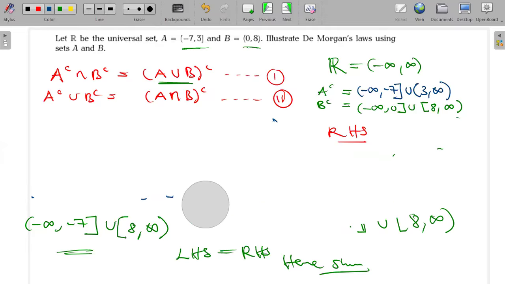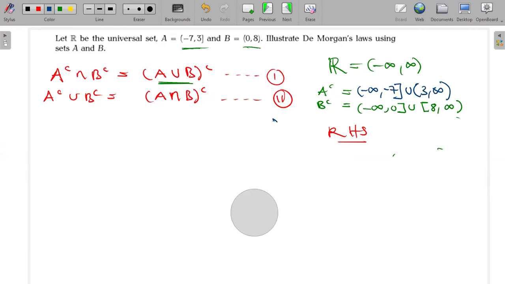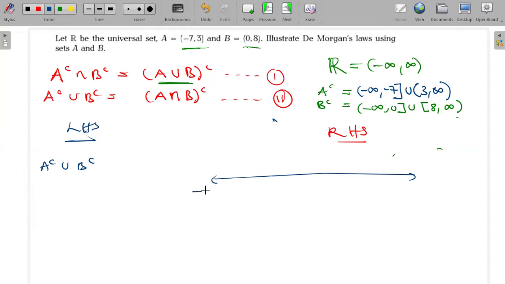Okay, so for the next one, they're telling you that A union B complement. This is the left hand side. So you say A complement union B complement. What is that going to be? So on the number line, negative infinity to infinity there. A complement is going from negative infinity to negative 7, and then it's closed there. And then the other side, that's 3. It's open at 3 to there.